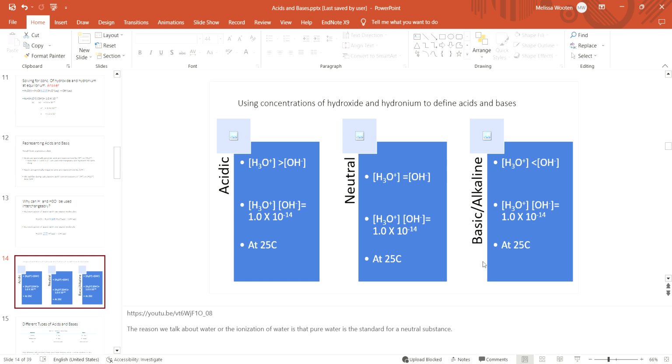Note that the Kw expression for water is the same regardless of the pH of the solution, as long as the solution stays at 25 degrees. Recall that Kc, or in this case Kw, expressions can change if the temperature changes.